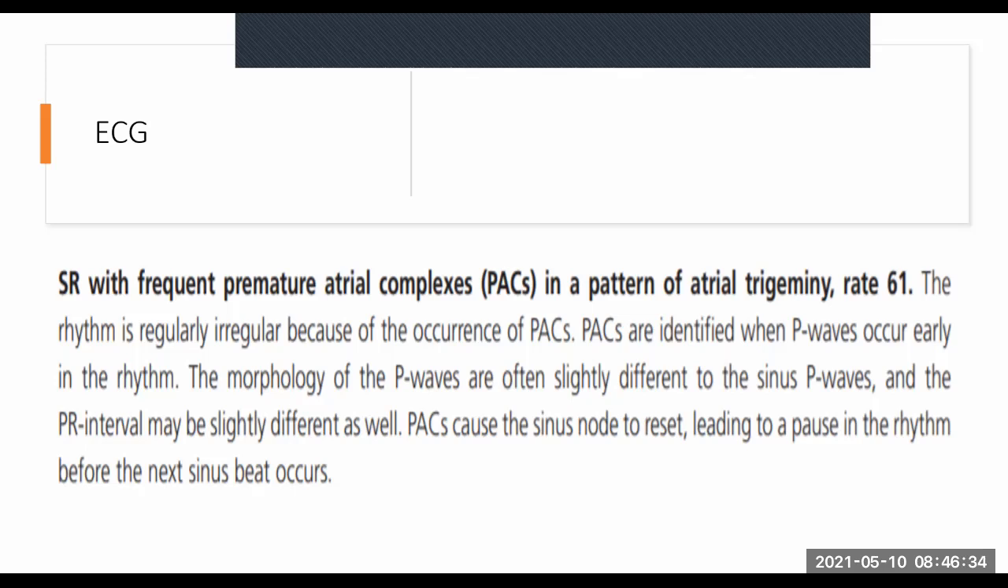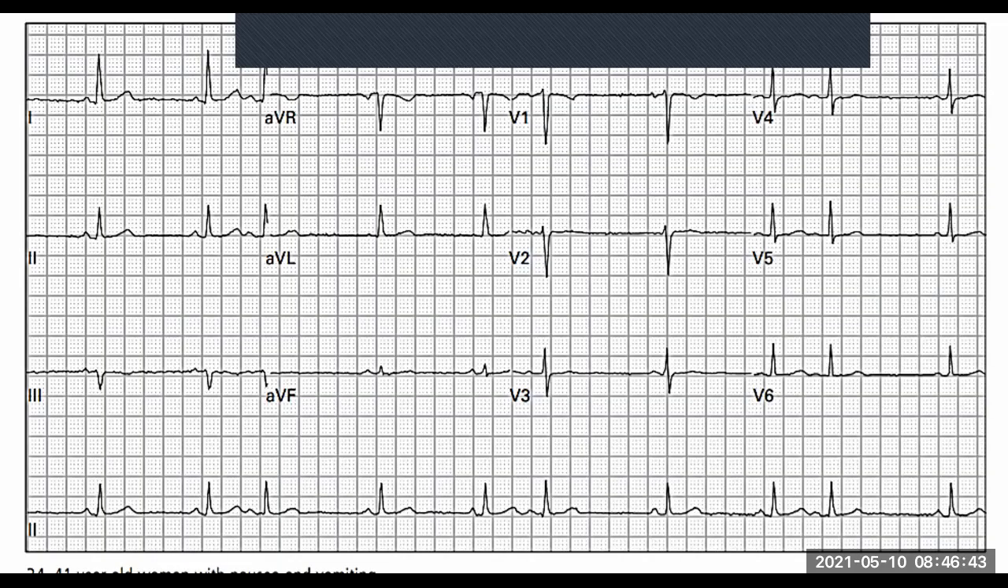PACs cause the sinus node to reset, leading to a pause in the rhythm before the next sinus beat occurs, all right? So what happens is when you get the premature contraction, so in other words, these are the premature contractions, sorry about that. So what's happening is that you're getting 2, and then you're having the premature beat, and then it resets to the next one. All right, you get a normal, and then again you get the premature. All right, and then you go.